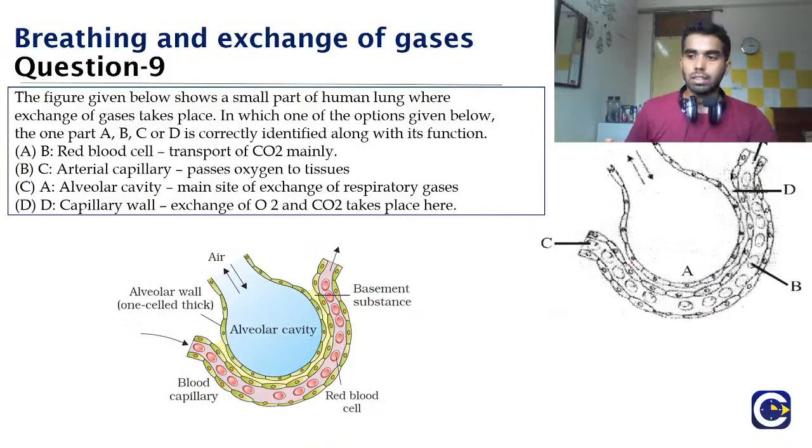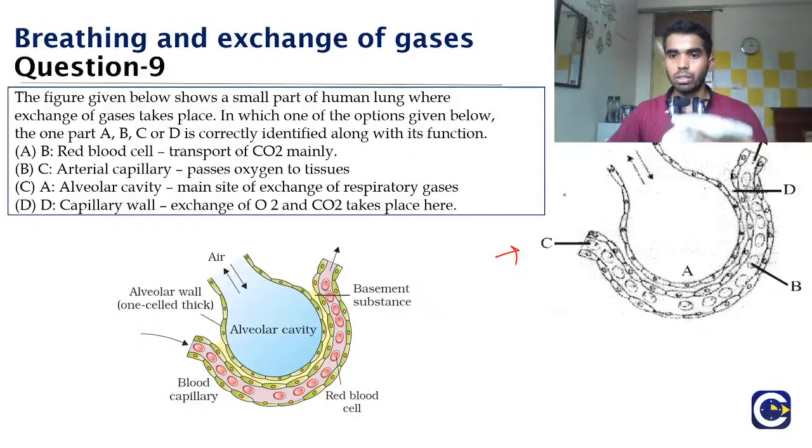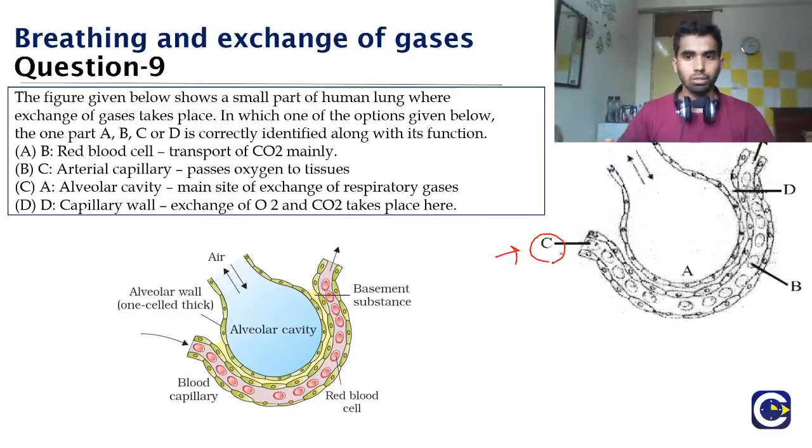Question number 9: the figure given below shows a small part of the human lung where exchange of gases takes place. In which of the following options is one part, A, B, C or D, correctly identified along with its function? Here the diagram is given, labeled A, B, C and D, and you have to identify each of these markings and tell the function of that marking.